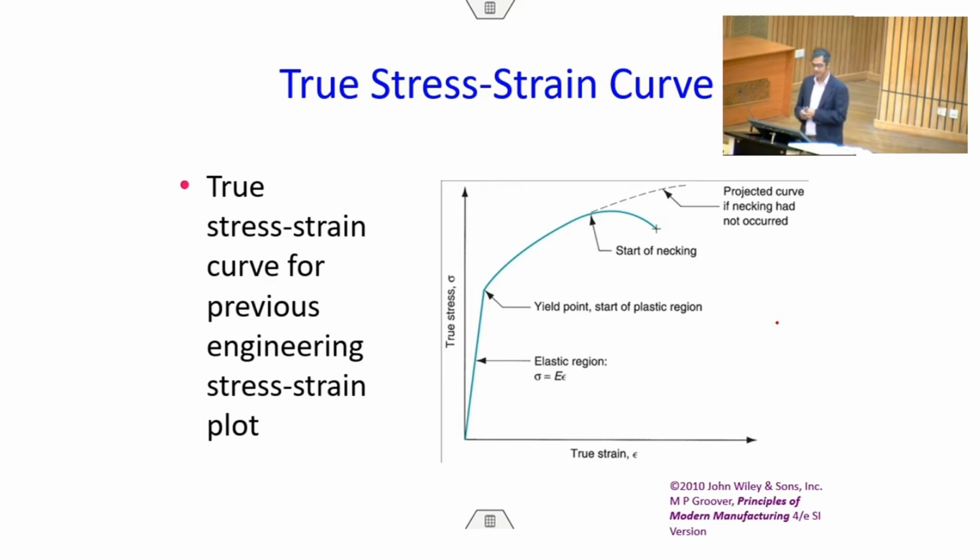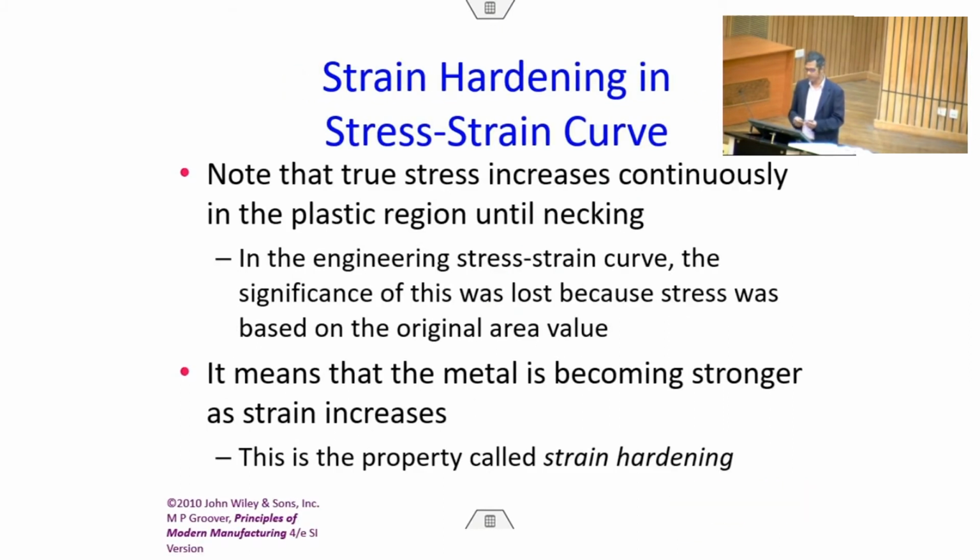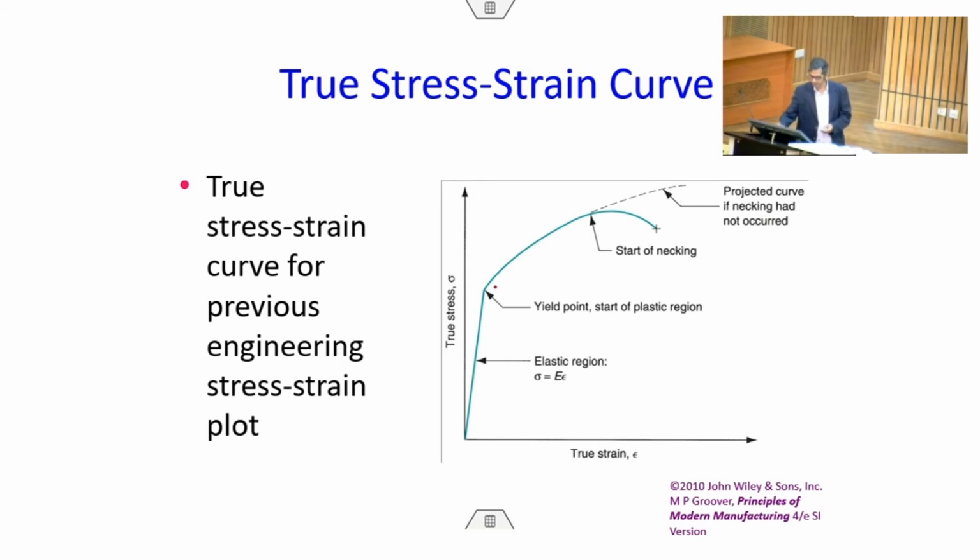If you plot this true stress true strain curve on top of the engineering stress strain curve, it looks like this. You can see here that if necking does not appear, the true stress true strain curve will keep on moving like this, that is the dotted curve, but the engineering stress strain curve will show a dip and then stops at the fracture point. Am I clear? Well, now let us talk about the slope of the stress strain curve after the yield stress. If you look at the true stress, it increases continuously in the plastic region until it fractures. That is what you are seeing.